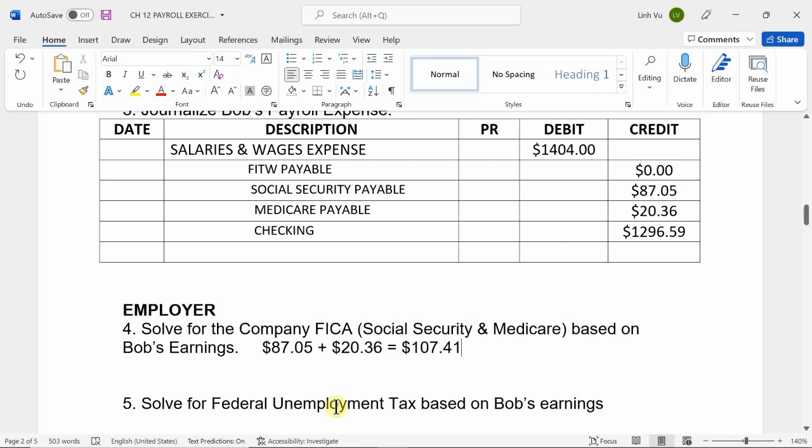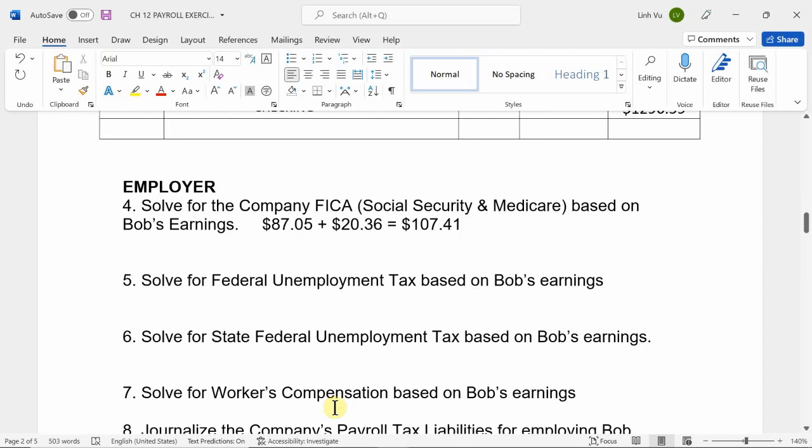So then the next question is, how much federal unemployment tax is the company going to pay for having Bob as an employee? In this case, the federal unemployment tax is based off of Bob's earnings. How much did he earn? That's not what he earned, that's after taxes. He earned 1,404.